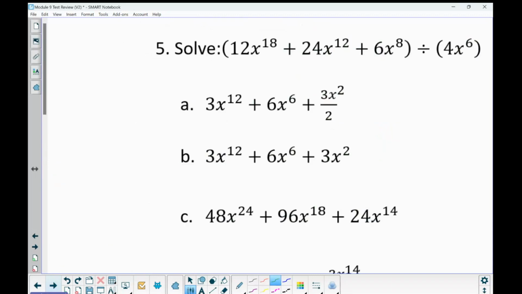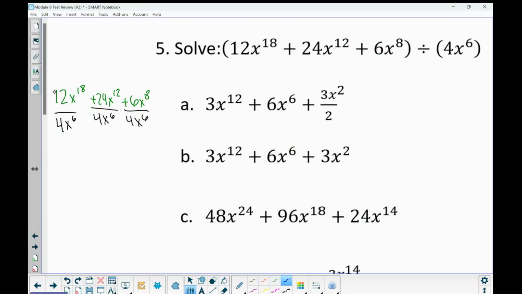Perfect. Number 5. Number 5 says solve, and again we have a polynomial divided by a monomial. So again, we are going to rewrite our problem and do the same thing we did on the last one. We are going to take our first polynomial, just rewrite it, and what we're dividing by, we are going to do under each term. That way we can divide them separately and we don't get mixed up.